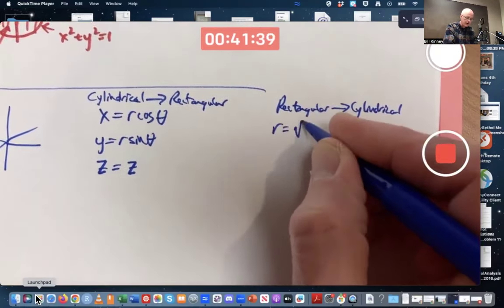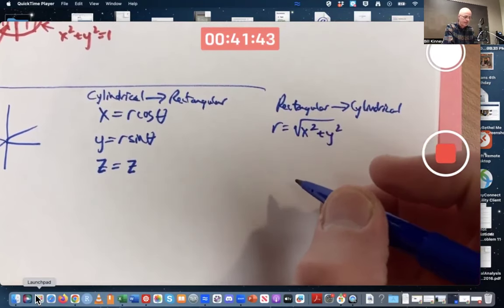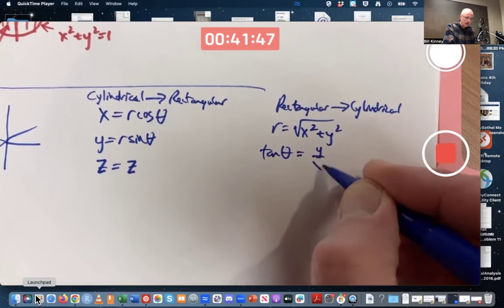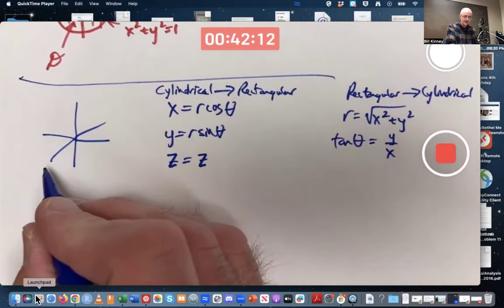r equals the square root of x squared plus y squared, and that comes from the Pythagorean theorem. Tangent of theta is y over x, just like before, which does mean theta is inverse tangent of y over x if x is positive. And it's inverse tangent of y over x plus pi if x is negative. So you've got to look at the picture. You've got to think about whether x or y is positive or negative.